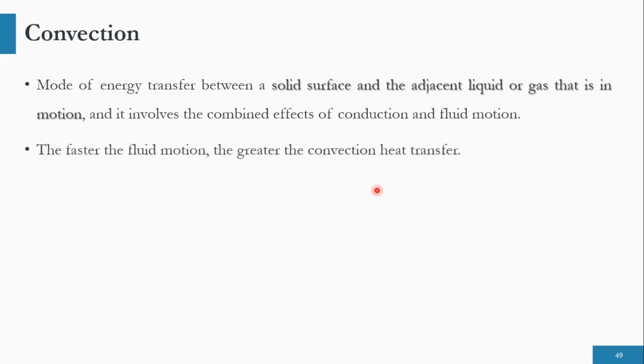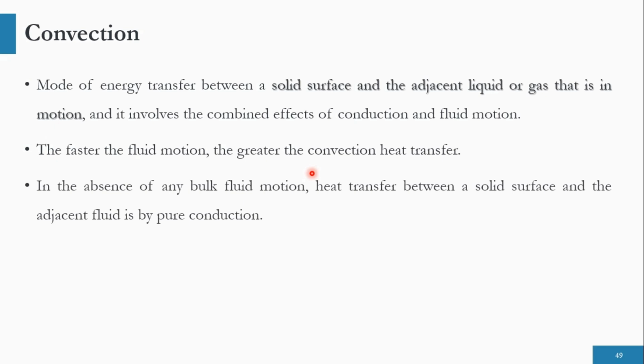The faster the fluid motion, the greater the convection heat transfer. The convective heat transfer rate will be higher with the increase in the movement of the fluid. However, as I just informed you a couple of moments ago, if there is no bulk fluid motion, there will be no convection phenomena. It will be called the conduction phenomena.